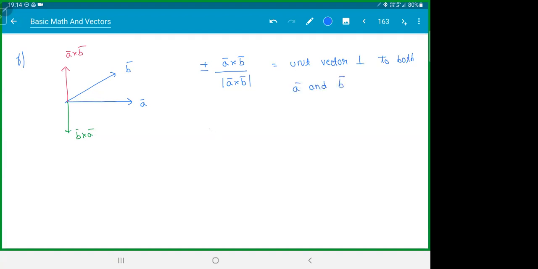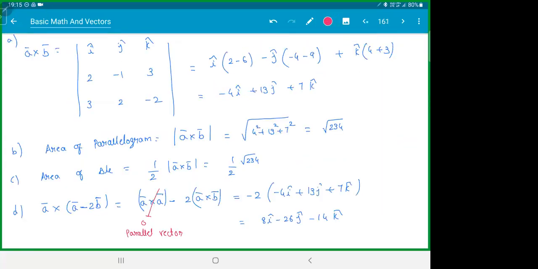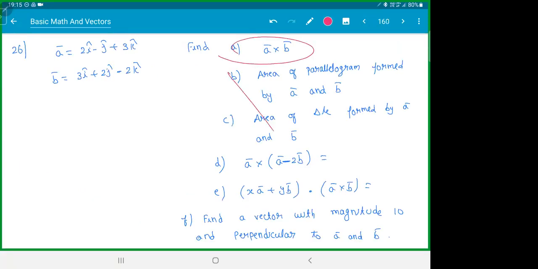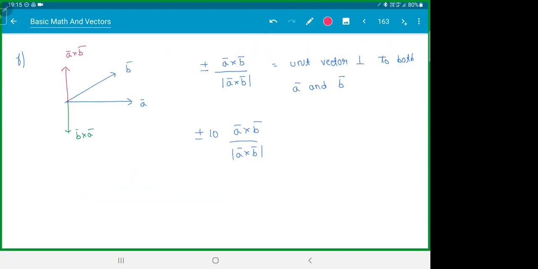So what you want is magnitude 10, right? So the answer will be plus or minus 10 multiplied by the unit vector, 10 times A cross B over mod A cross B. That's your answer. Check. So find a unit vector, meaning magnitude 1, perpendicular to both A bar and B bar. That is nothing but A cross B over its magnitude. Did you see here all these questions? If you can just find the first part, A cross B, all the questions will get over. Have a look at this. You just substitute A cross B and you're done. So there are two answers because you can be out of the plane or you can go into the plane.